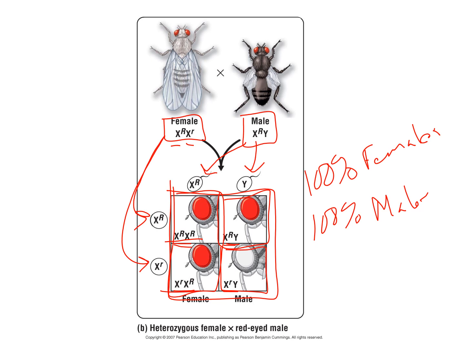So in the Punnett squares, when you're talking about sex-linked genetics, you divide out the males and females. So you're not talking about 100% of the offspring, you're talking about 100% of the females and 100% of the males.